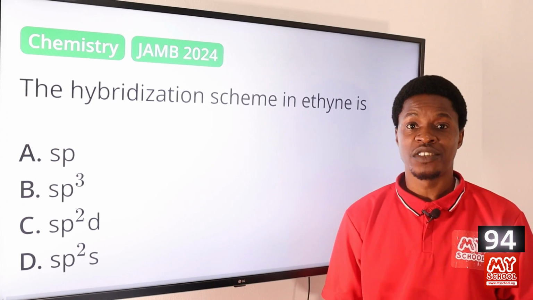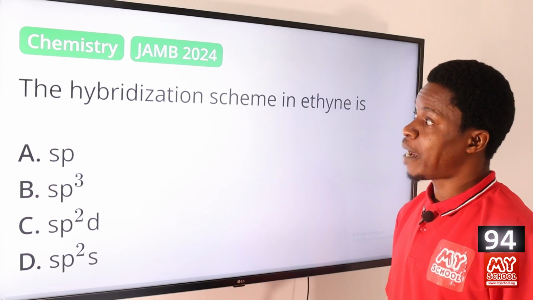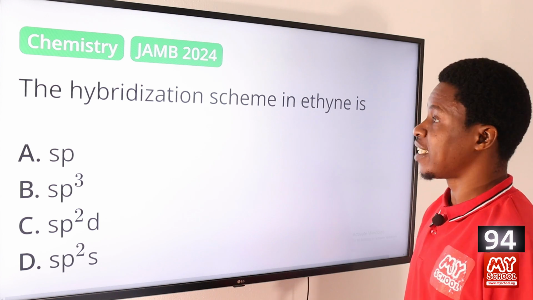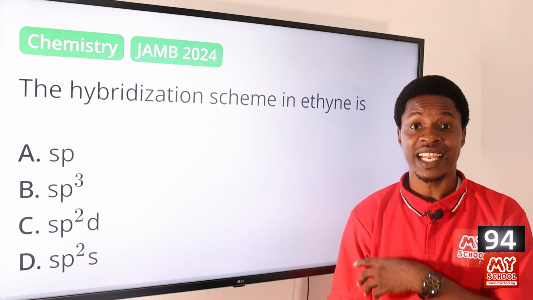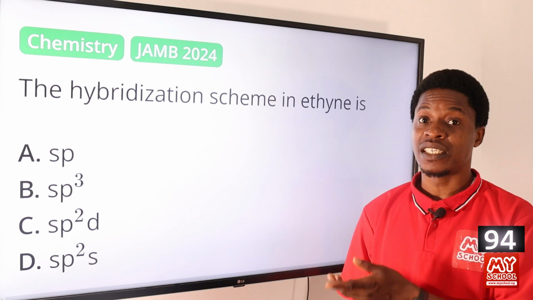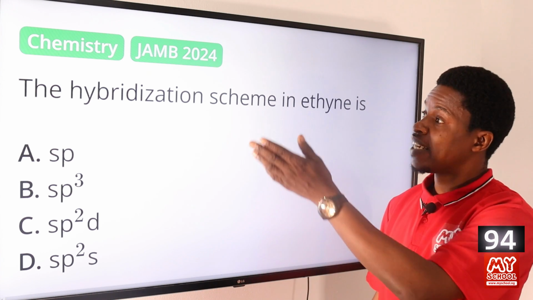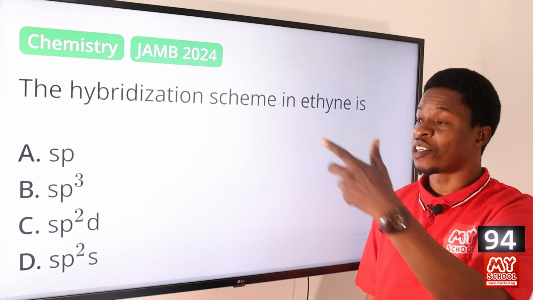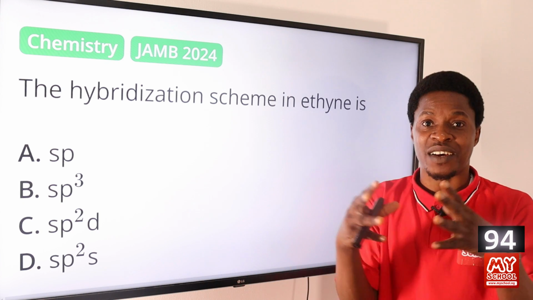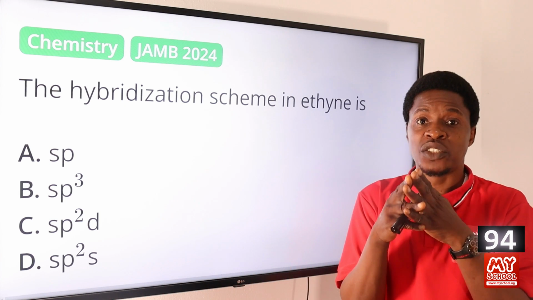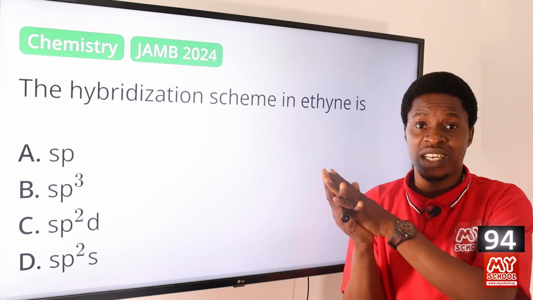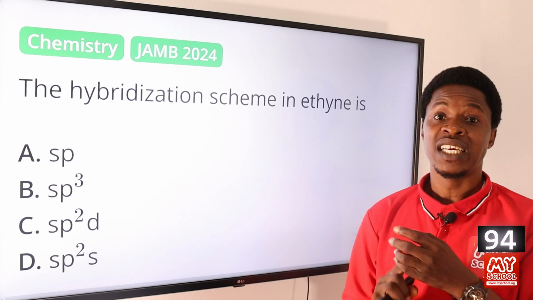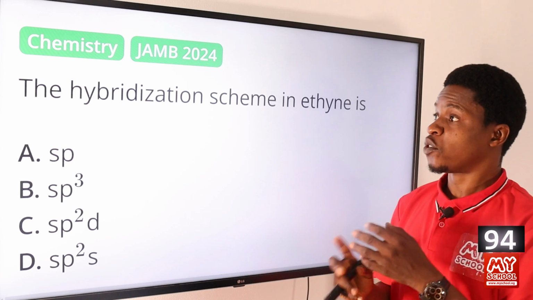Now let's move on to question number 94. The hybridization scheme in ethine. Don't forget ethine is an alkyne, with the general formula CnH2n-2. Hybridization has to do with combining two or more orbitals together, whether the s orbital, the p orbital, the d orbital, or the f, as the case may be.